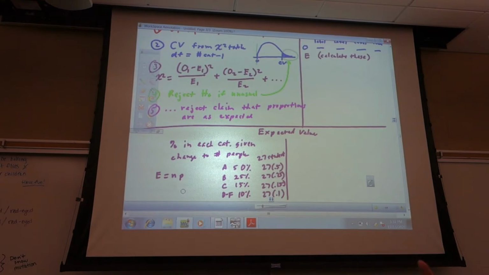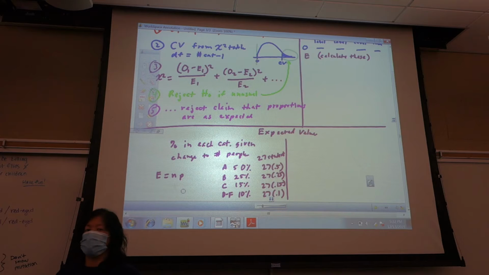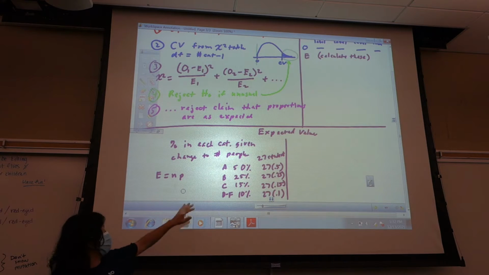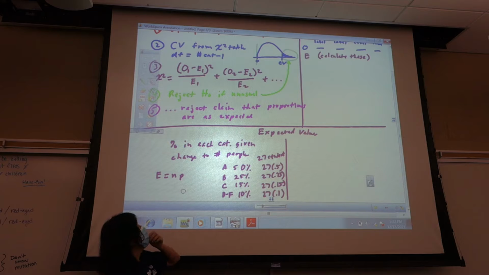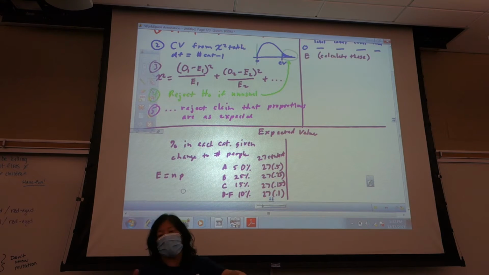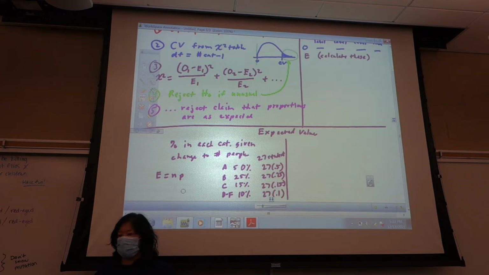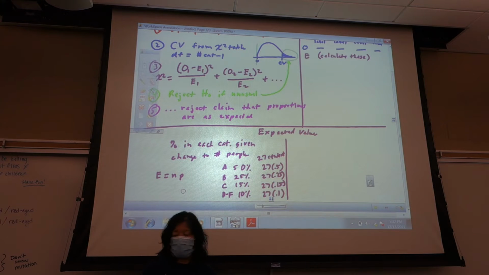So your expecteds have nothing to do with your observeds. They came first. You calculate them first. So first you figure out what they are, and then you do observes, and you get some observes, and you compare them. All right. So again, they don't rely upon each other. Expecteds, nothing to do with the observes.